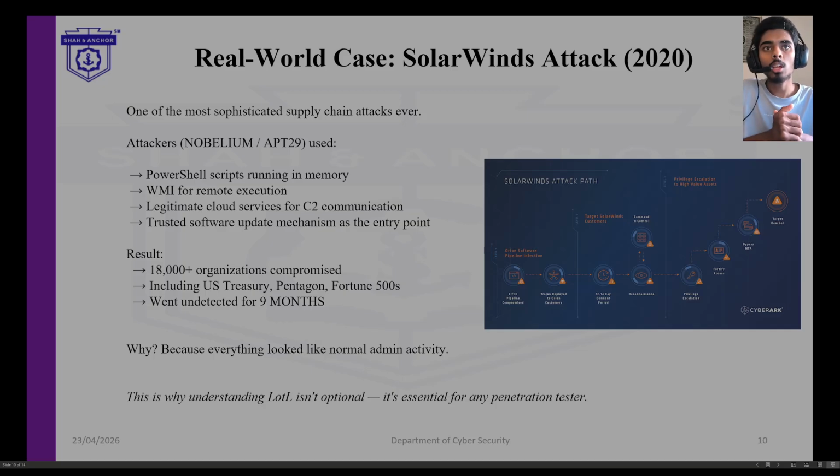When organizations installed that update, the attackers were already inside, and then they used PowerShell scripts running in memory, WMIC for remote execution, and even legitimate cloud services as their command and control channel. 18,000 organizations were compromised. That includes the US Treasury, the Pentagon, and hundreds of Fortune 500 companies. And here is the most alarming part. They went completely undetected for 9 months. 9 months. Inside the US government's own networks using their own tools. That is the power of living off the land.